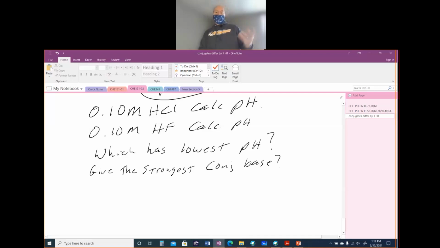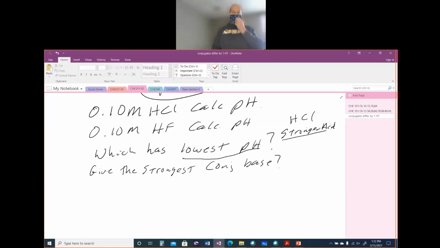So what is that saying? That says which one is the stronger acid. So you have to be able to convert problems into the same problem. Lowest pH means most acidic, which means which one of these is a stronger acid? Well, this is an easy question because HCl is one of the 6 memorized strong acids. HF is not. All right, so HCl is going to have the lowest pH. When we calculate those two numbers, we better get a lower pH for HCl because it is a stronger acid and will have a lower pH.